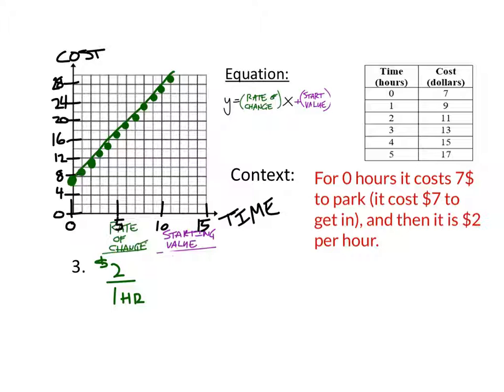So in the equation, I will take the rate of change as 2 for $2 per hour. The starting value is that they're going to charge you $7 for 0 hours. So the starting value, or the starting cost, is 7, and we can fill in the rest of the equation. Y equals the rate of change 2 times x plus the starting value, which is 7. So this would be the equation for it, and we have the context already.